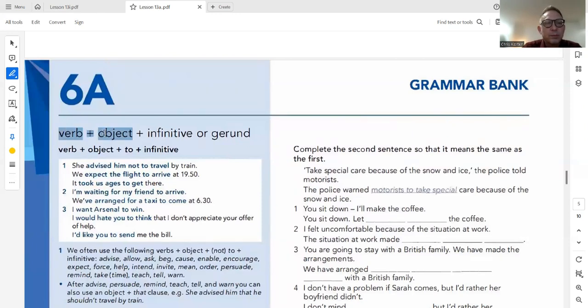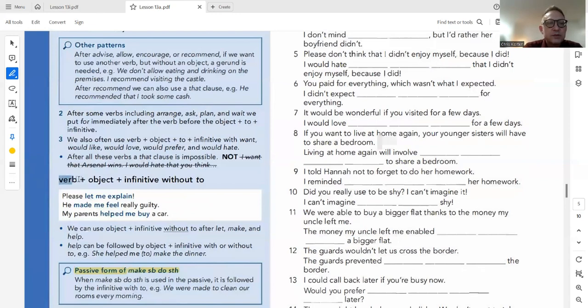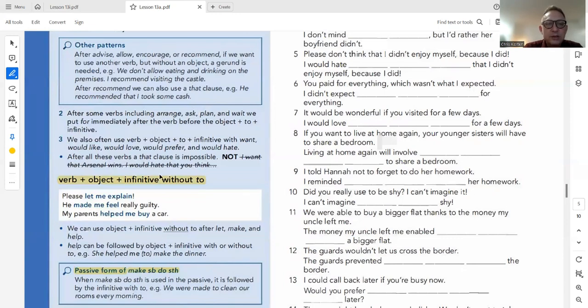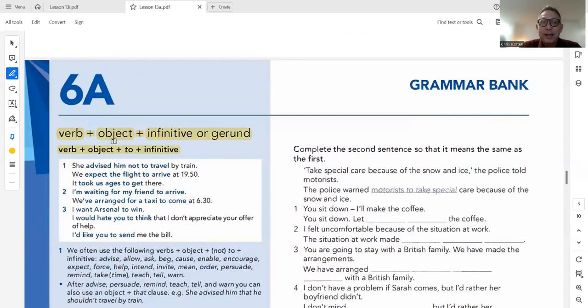So we have here verb plus object plus infinitive plus gerund. And then we have a few types: verb, object, to infinitive. The second type is verb, object, infinitive without to. And then finally, verb, object, gerund. Now, they have some explanations here, but it's pretty self-explanatory. They have 3 different formations with a verb object. It's either with a to, with a gerund, or with the bare infinitive. 3 basic types.